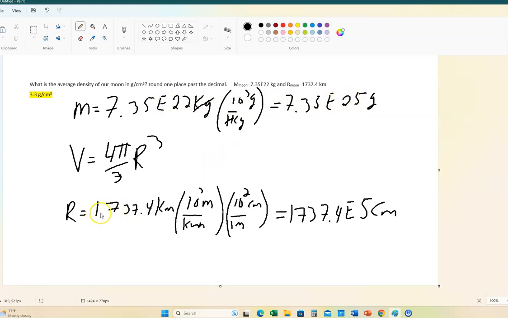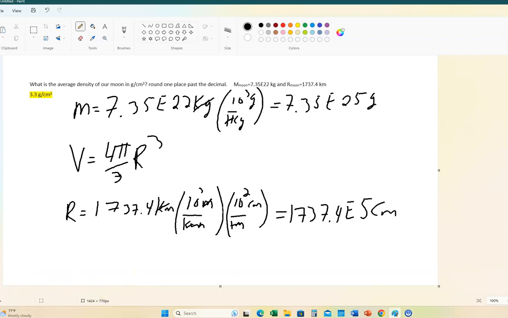Now this is the part that's kind of tricky. You take 1,737.4 kilometers. 1 kilometer is 10 to the third meters, and the kilometers cancel, and then 1 meter is 100 centimeters, or 10 to the second. So 10 to the third times 10 to the second is 10 to the fifth. I'm running out of time, so let me try to do this real quickly.